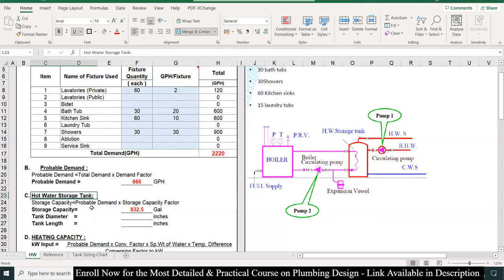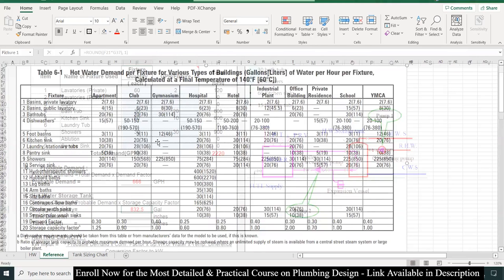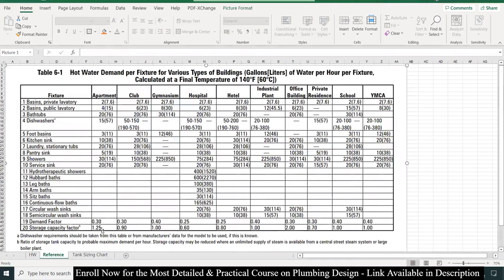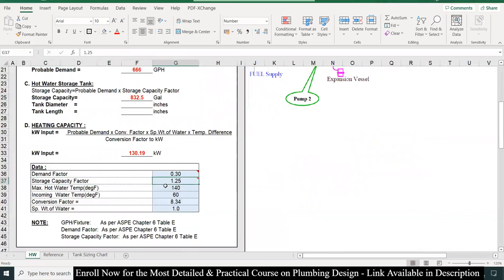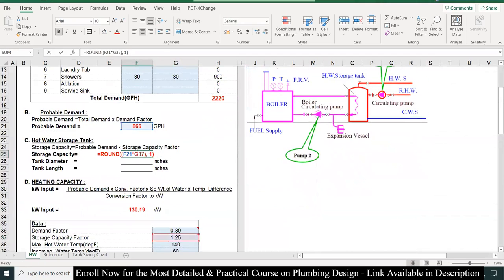So what is the storage capacity? Storage capacity is equal to probable demand times the storage capacity factor. There is a factor of holding the water, which is standard as per SPA. For apartment, it is 1.25. I'll write here 1.25 in the storage capacity factor, as per the SPA table. Multiplying it with this value, you get the tank size of 832 gallons.